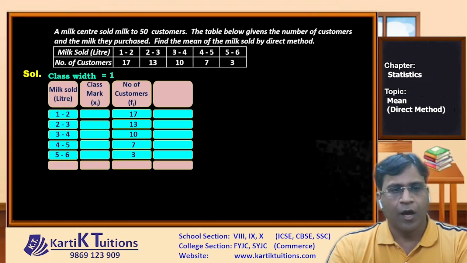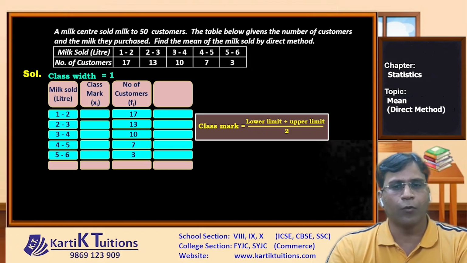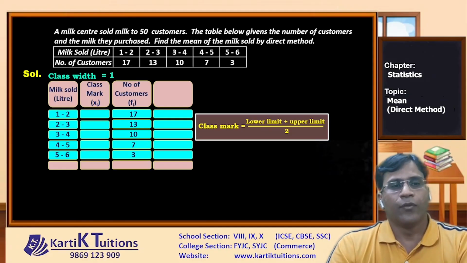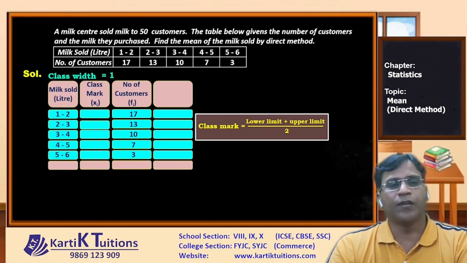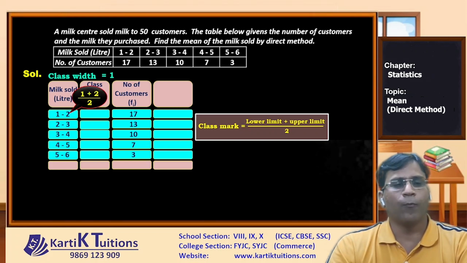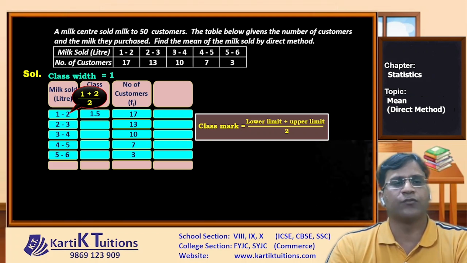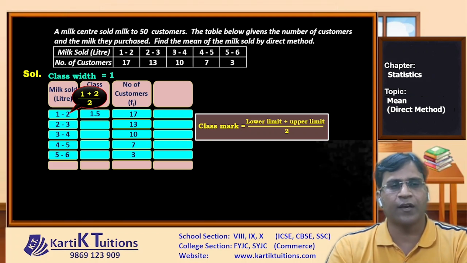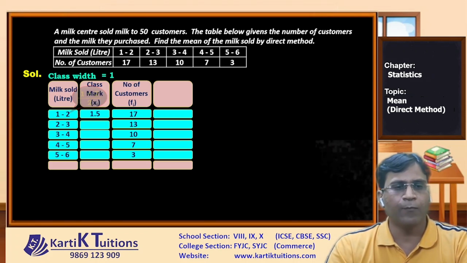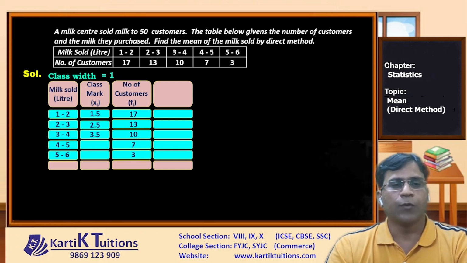Now class mark. How do we get the class mark? Lower limit plus upper limit upon 2. First class, the lower limit is 1 and the upper limit is 2. So 1 plus 2 upon 2. Now that will give us 3 upon 2, and when you divide 3 upon 2, you get the answer as 1.5. Now after that, you don't need to do any work. You have to just add the class width to it. So 1.5 plus 1 will give us 2.5. Then 2.5 plus 1 will give us 3.5. 3.5 plus 1 gives us 4.5. 4.5 plus 1 gives us 5.5.